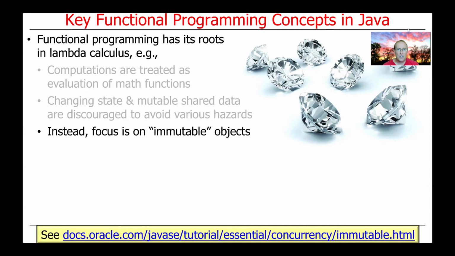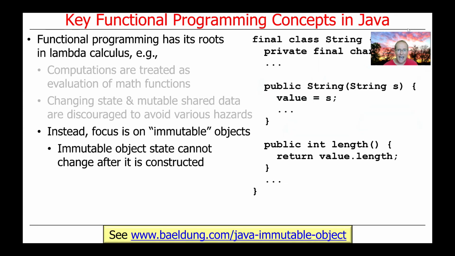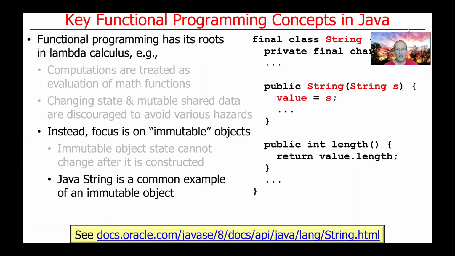So rather than using the shared mutable state, which gets us into all kinds of trouble, what functional programming features in Java do is they focus on so-called immutable objects. And immutable just means once they're assigned, they can't be changed. So after the object state is set by its constructor, then it cannot be modified any further. Now that seems a little esoteric at first until you realize you've probably been doing this for a long time with Java, because Java has this thing called a string.